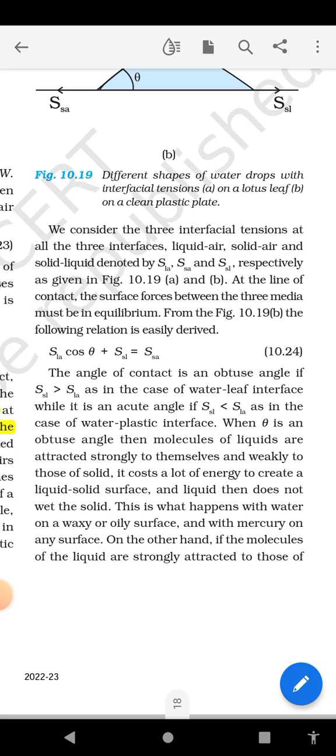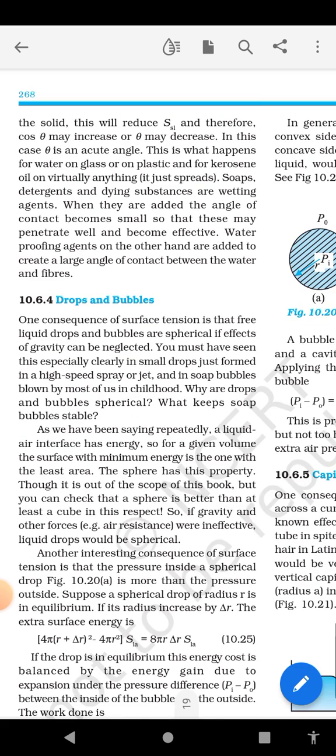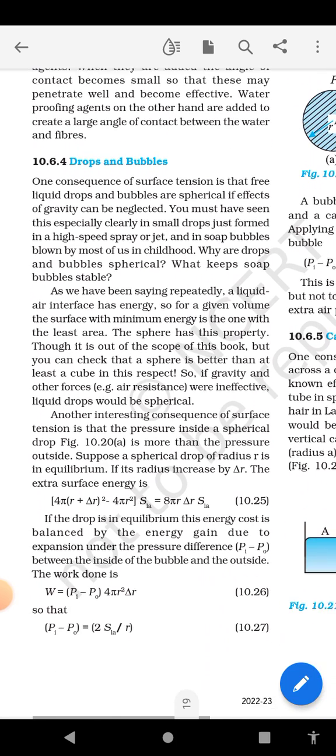On the other hand, if the molecules of the liquid are strongly attracted to those of the solid, this will reduce the solid-liquid surface energy, and therefore cos theta may increase or theta may decrease. In this case, theta is an acute angle. This is what happens for water on glass or on plastic, and for kerosene oil on virtually anything. Soap, detergent and dyeing substances are wetting agents. When they are added, the angle of contact becomes small so that these may penetrate well and become effective. Waterproofing agents, on the other hand, are added to create a large angle of contact between water and fiber.